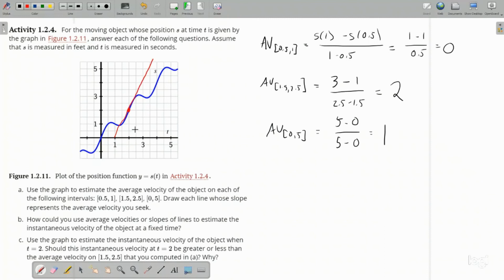All right, so we have something that's basically a straight line here, and if you look at the rise and the run, let's do this sort of thing. The rise is 2, the run is 1. That looks like a slope of about 2, and so that's the estimate. Should this instantaneous velocity at t equals 2 be greater than or less than the average velocity of 1.5 to 2.5 that you computed in A? Why should that be the case?